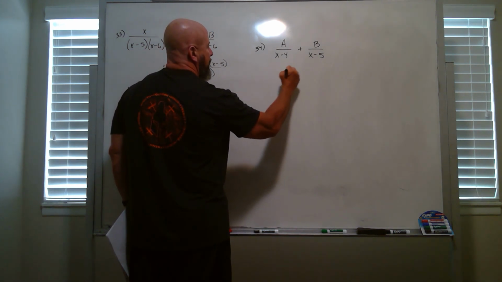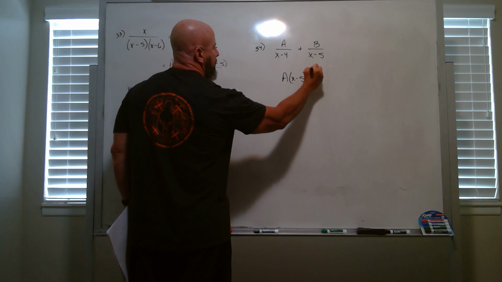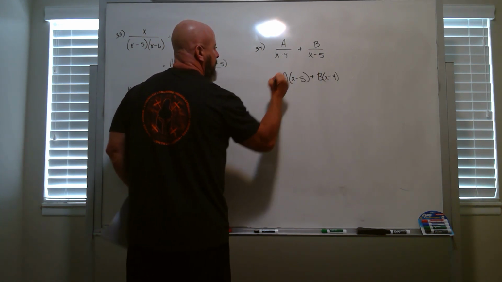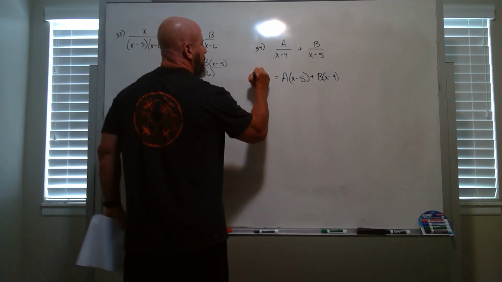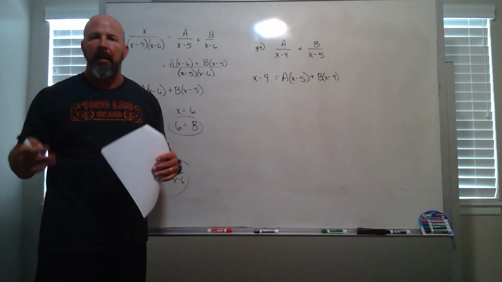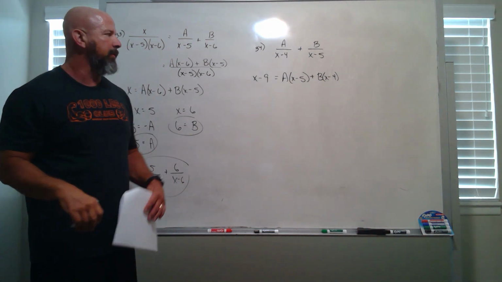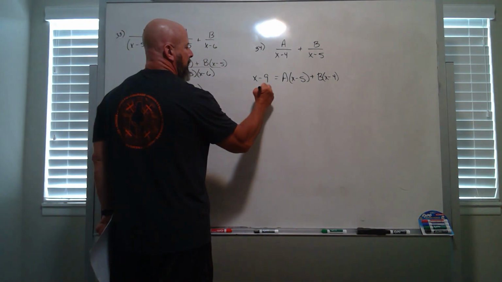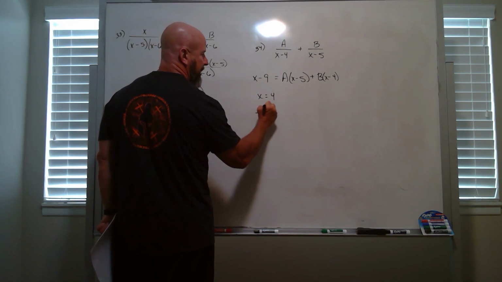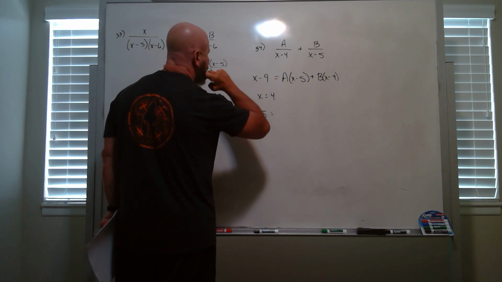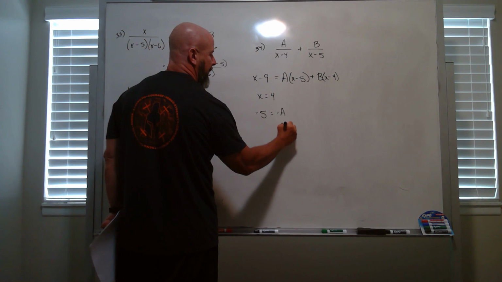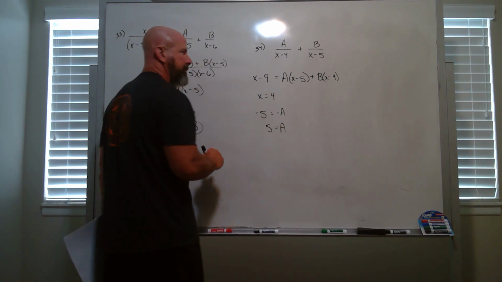So that means a would have to be multiplied by x minus 5, b by x minus 4, and I know this equals the numerator given, x minus 9. Then I can substitute my values to solve for a and b. I'm going to let x be 4. So 4 minus 9 is negative 5. 4 minus 5 is negative 1, so negative a, and that's 0. So a is positive 5.